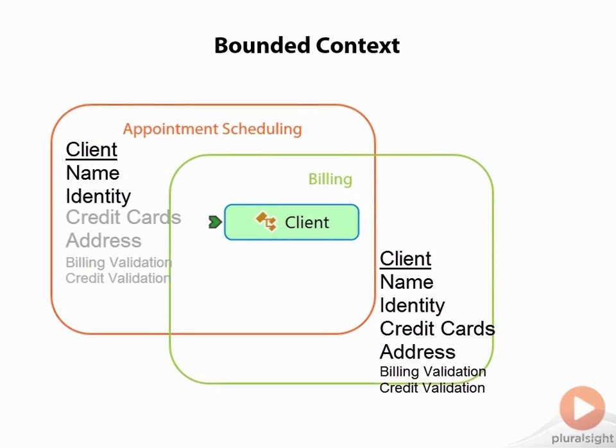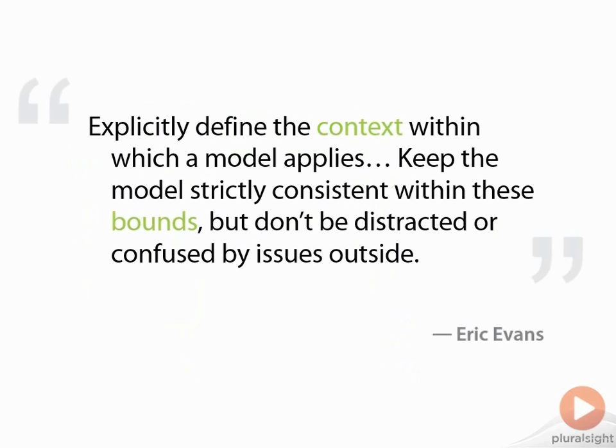In this example, we have two contexts, but the boundaries between them are blurred and overlapping. Eric Evans notes that models are only valid within specific contexts. Therefore, it's best to explicitly define the context within which a model applies. We should be able to avoid compromising the model within this context, keeping it strictly consistent within these bounds, and avoiding distractions or confusion from outside issues.